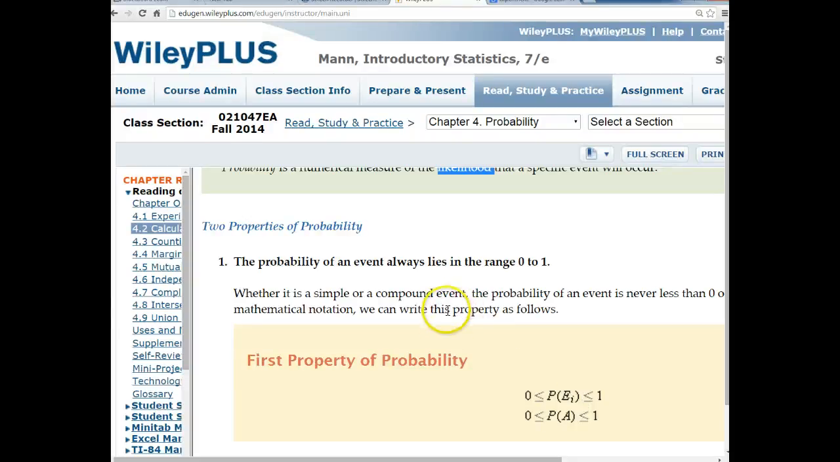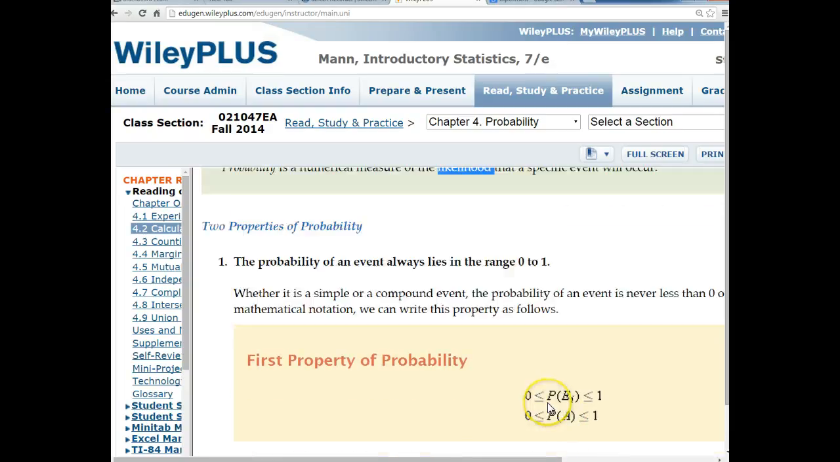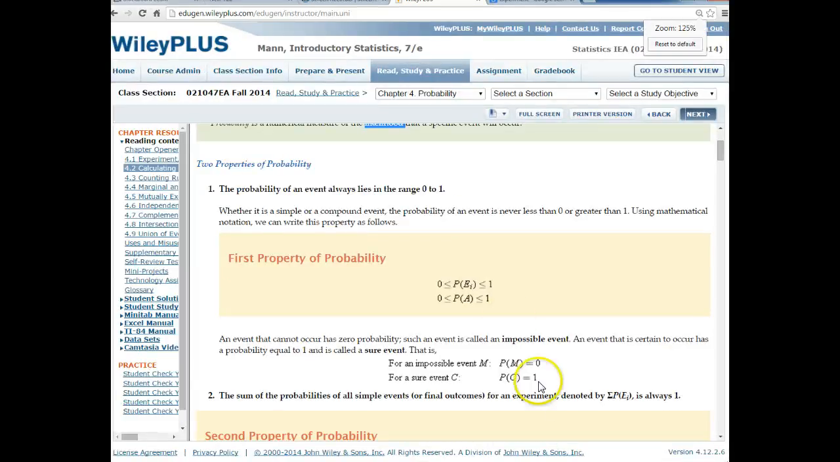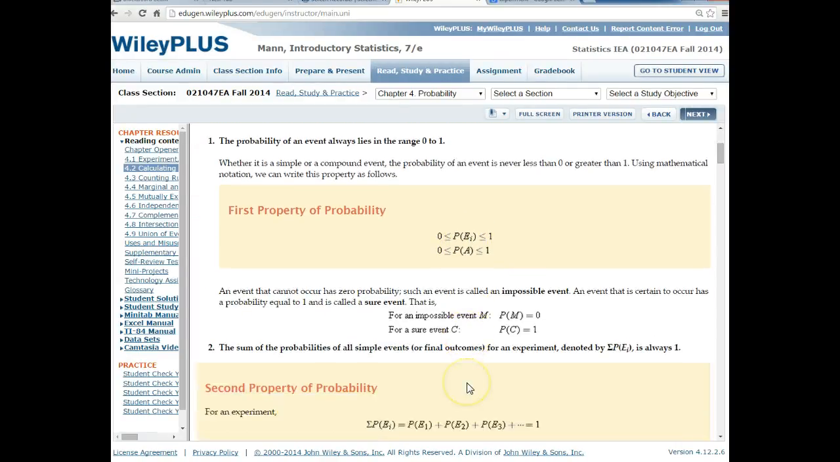I'm not sure about the A here. What's the difference between E sub i and A? Oh, thank you. She reminds us that E stands for elementary events, and A is compound events. In any case, both are going to hold true.